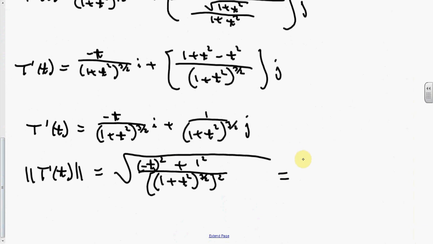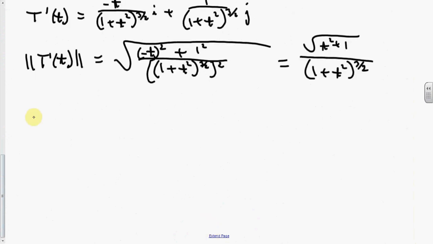That just becomes the square root of t squared plus 1 all over this bottom. It's in that radical, so this is 1 plus t squared to the 3rd, but it's the square root of that, so that becomes 1 plus t squared to the 3/2 power. Your denominator stays the same when you pull it out of the radical. So the norm of T prime of t is equal to, now these are two radicals. That denominator is the square root of 1 plus t squared times the square root of 1 plus t squared.